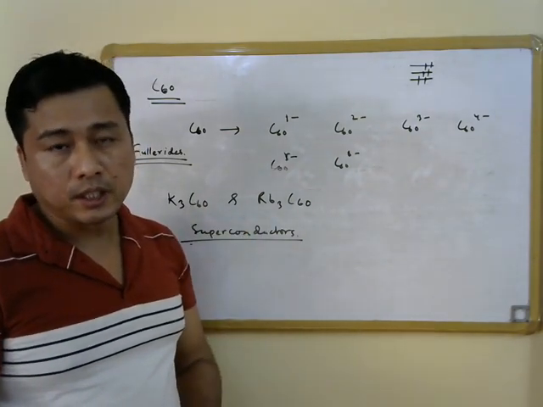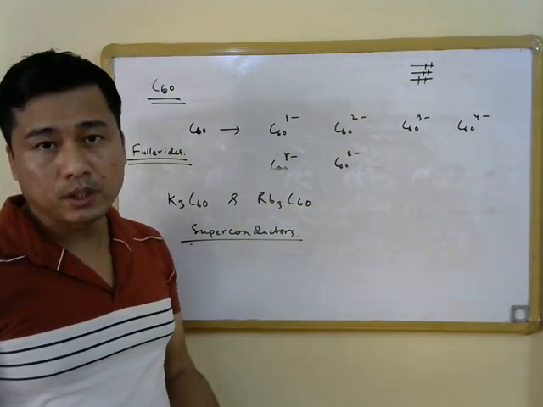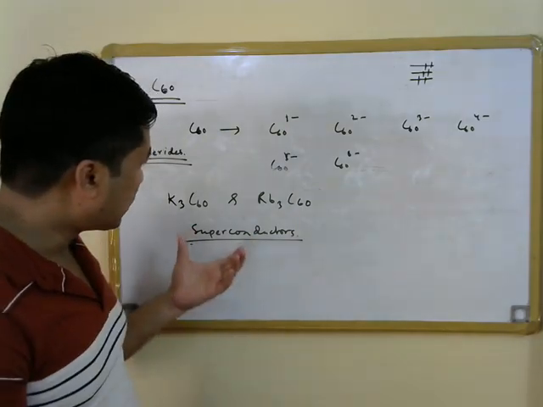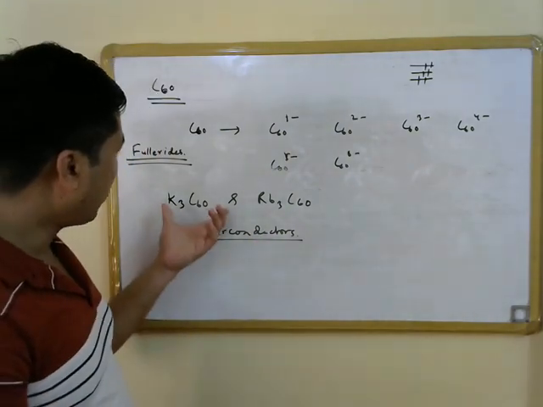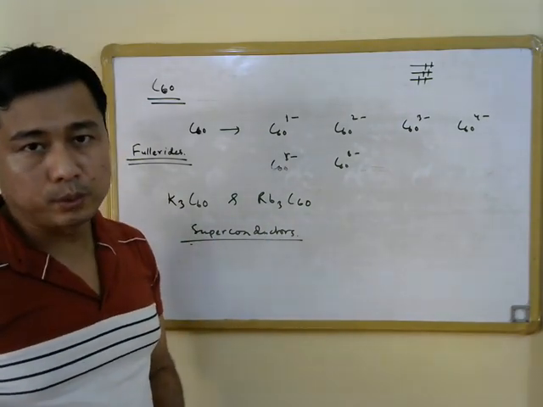So what we have seen is that we can reduce C60 by using alkali metals, and we can produce such superconducting species when we reduce C60 with potassium or, say, rubidium. So this essentially brings us to the end of this lecture.